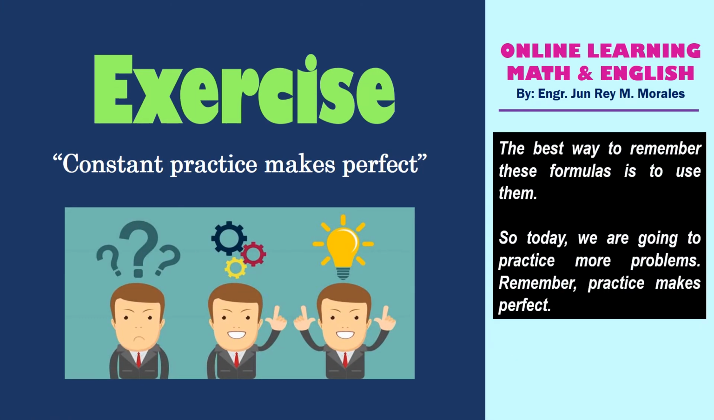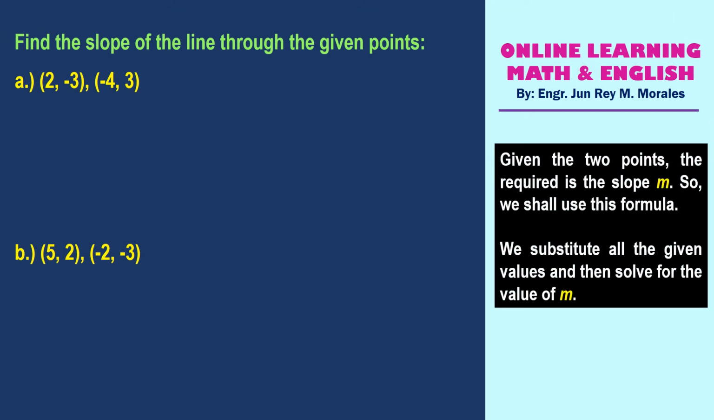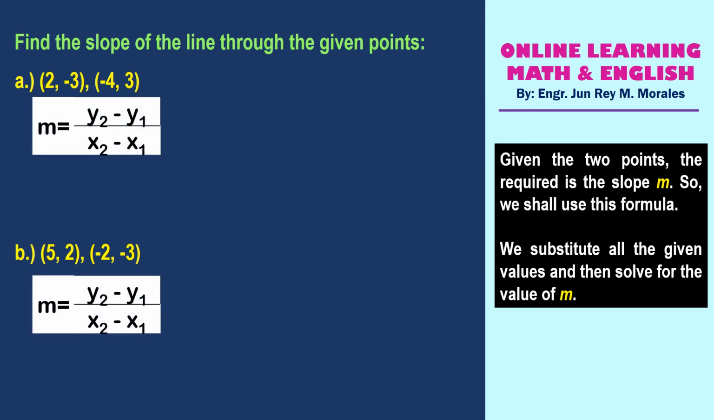The best way to remember these formulas is to use them. So today, we are going to practice more problems. Remember, practice makes perfect. Given the 2 points, the required is the slope m. So, we shall use this formula. We substitute all the given values and then solve for the value of m.